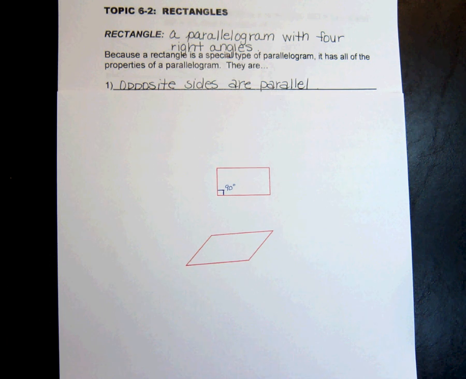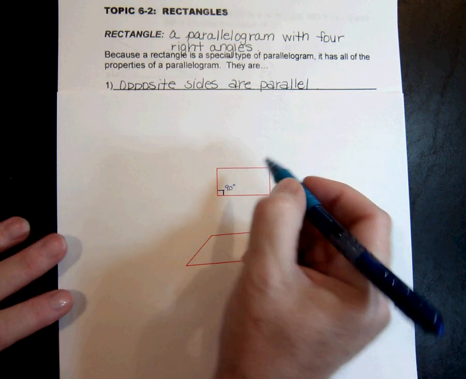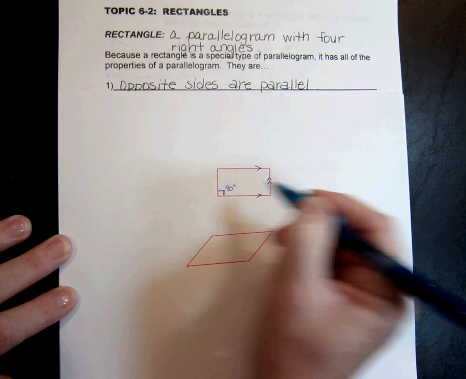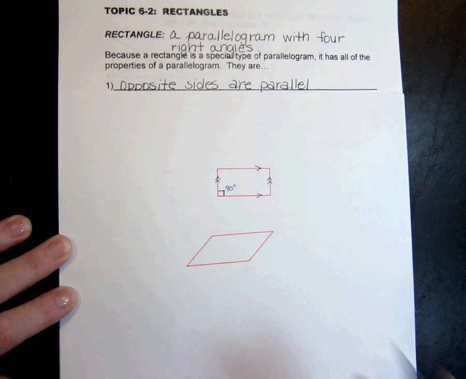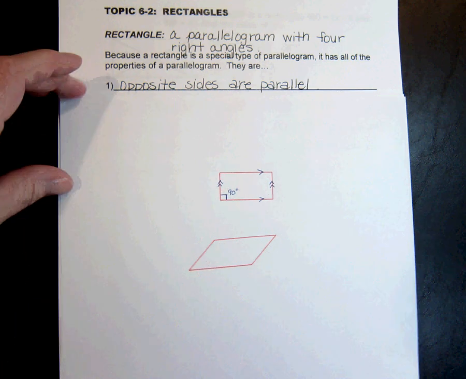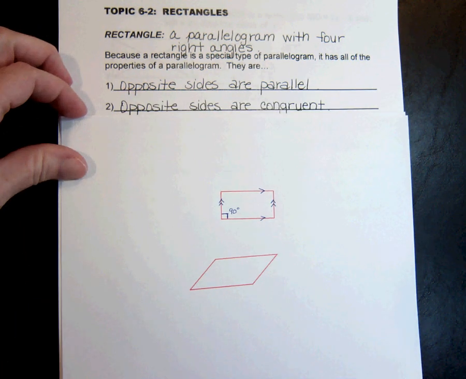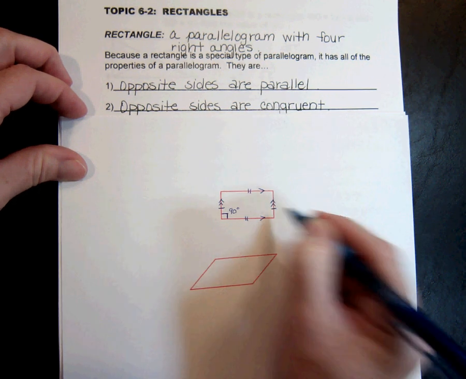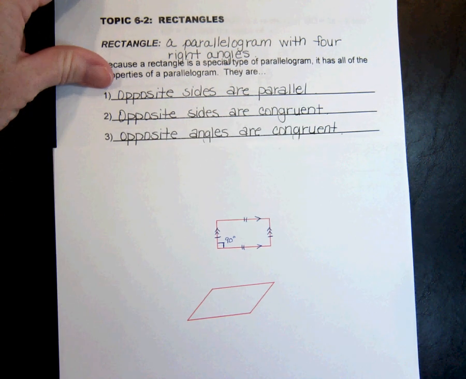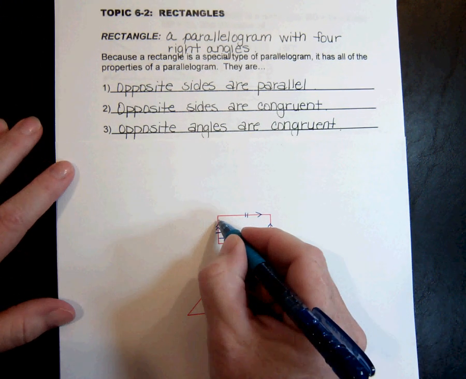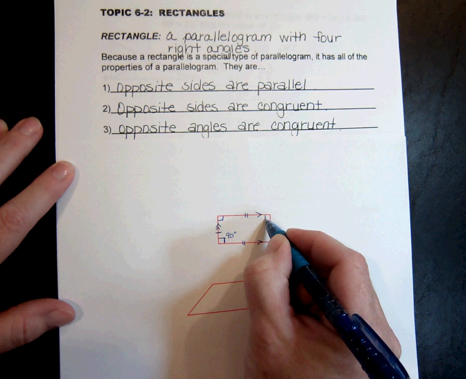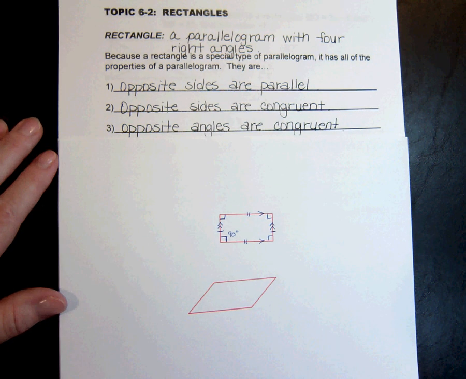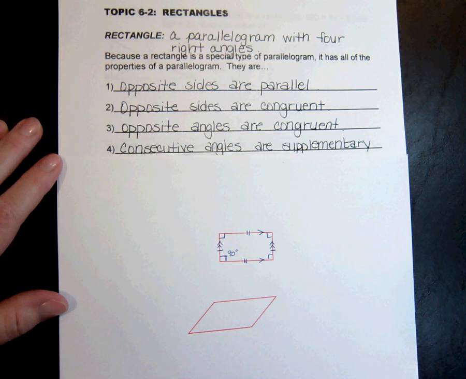So let's list those. Opposite sides are parallel. You can show that with arrows. I'm just showing a picture parallel to this one. Opposite sides are congruent. That can be shown with marks through the segment. Opposite angles are congruent. That actually can be shown with all right angles because it is a rectangle. Consecutive angles are supplementary.